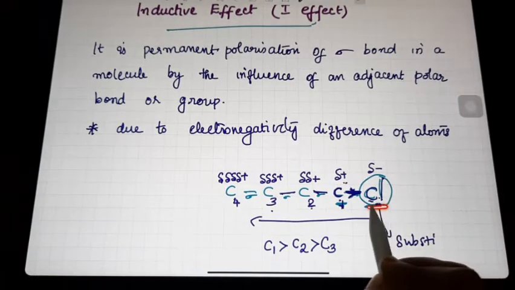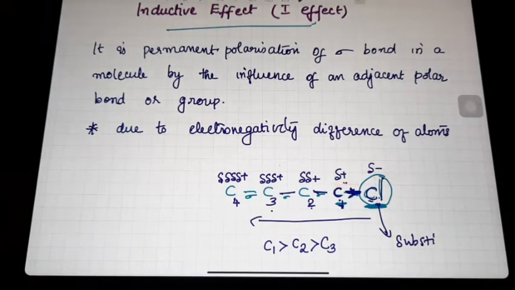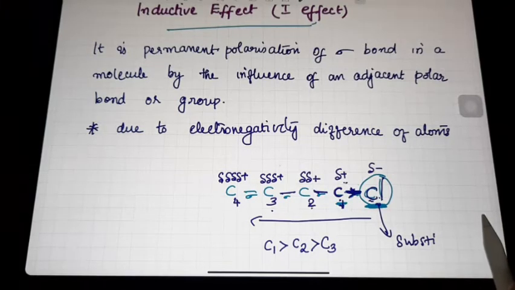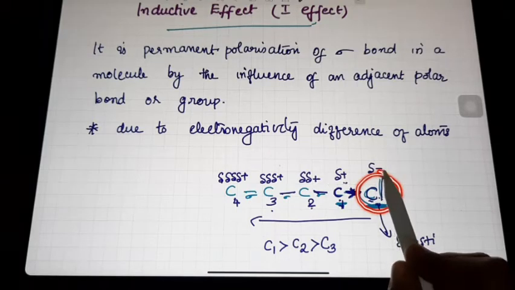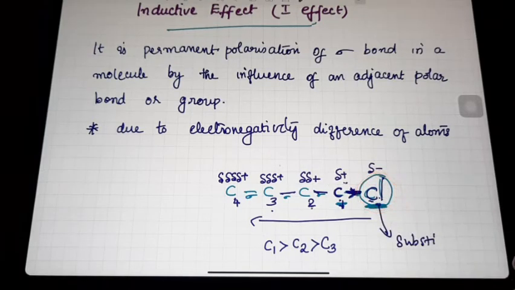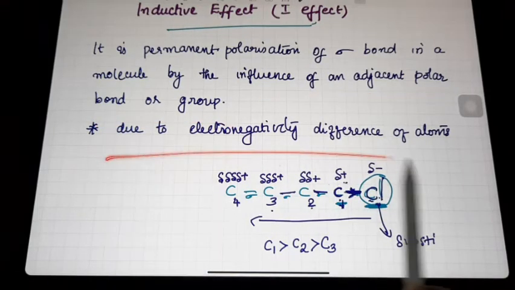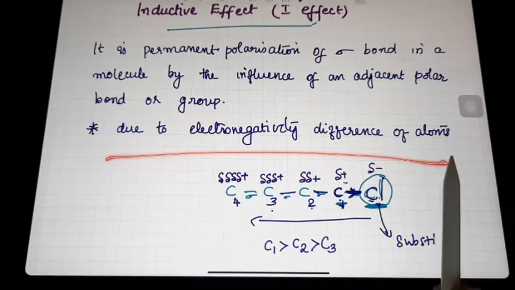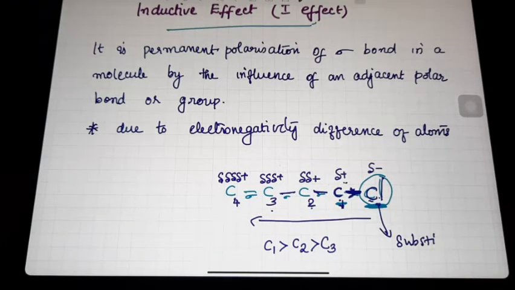Why? Because the chlorine, however long it is there in that compound, is experiencing this polarization. So that's why it is called a permanent polarization in a molecule by the influence of an atom which has an electronegativity difference. So the influence of an adjacent polar bond or group happens due to the electronegativity difference of the atoms. This effect, in total, we call the inductive effect.